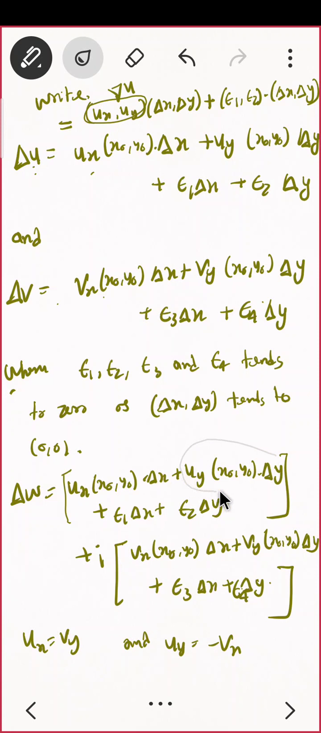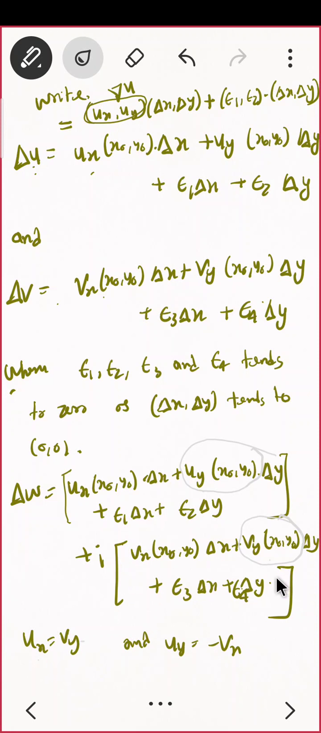My focus is at uy and at vy. Can I replace it by something? Yes, uy को कैसे replace करें हम लोग? ui can be replaced as minus vx. Do you agree? And what about vy? vy can be replaced as ux.